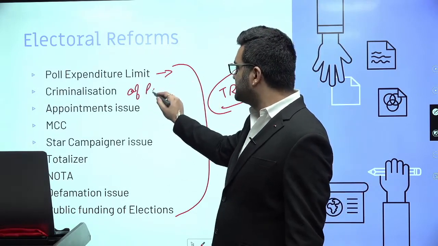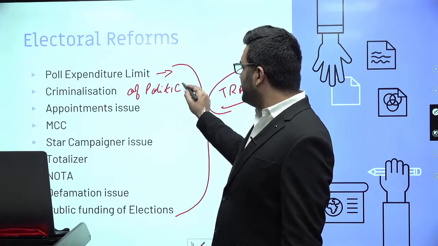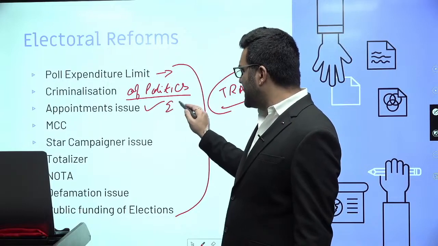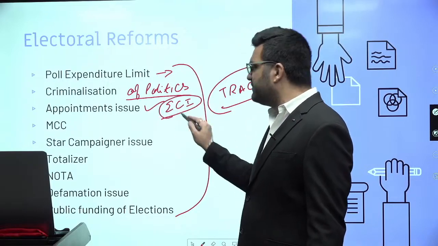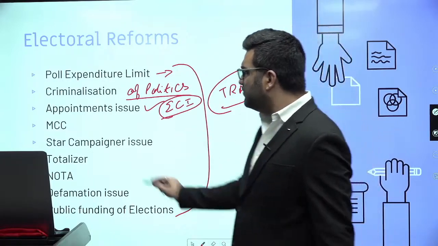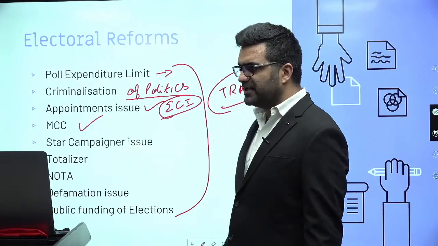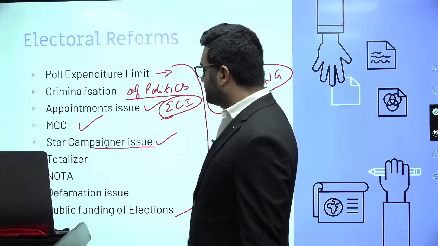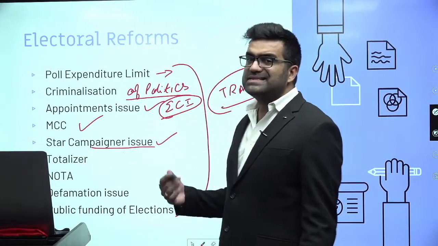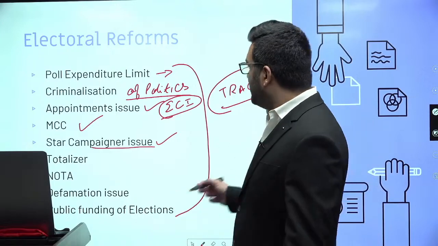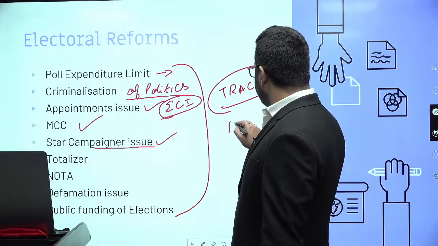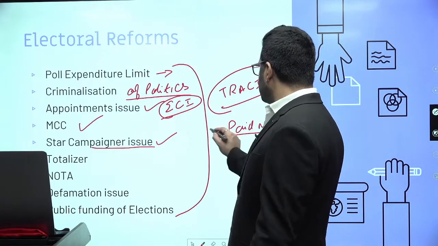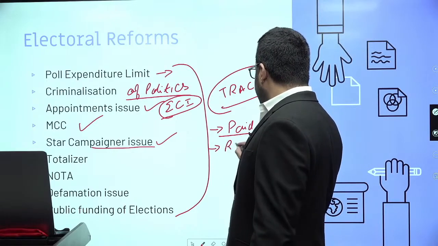Criminalization of politics, poll expenditure limit, appointments issue. The ECI appointments issue we have covered in the previous class, right? Then model code of conduct, this is another issue which you come across. Then the star campaigner issue. Who is a star campaigner? What is the criteria? Then I told you that another issue could be paid news.